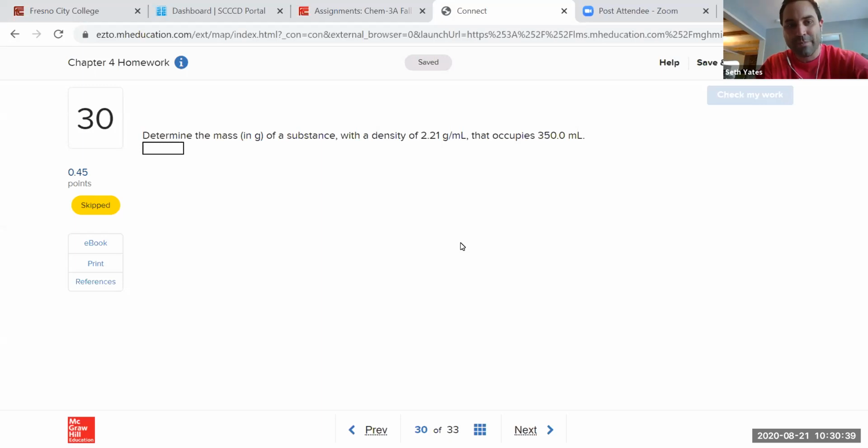So you asked me how to go about solving for the mass in grams of a substance that occupies this many milliliters and has that density. And there's really two ways to do this. You could use the equation, and I'm going to say don't do that. That's going to make your life harder in the long run.